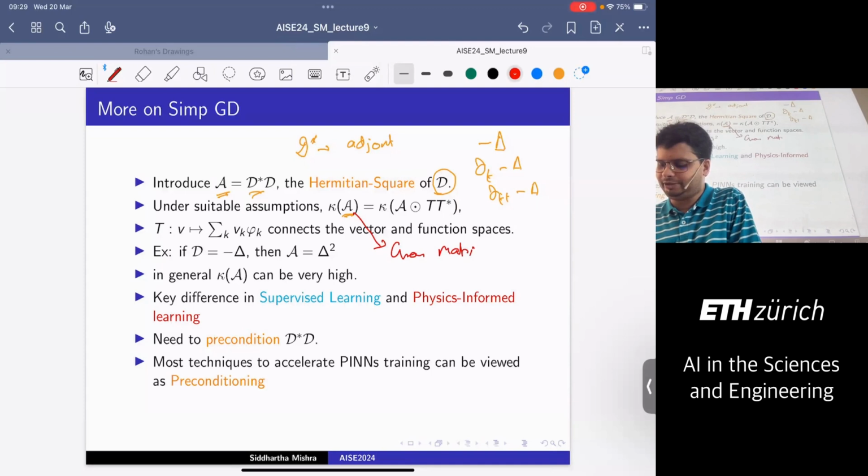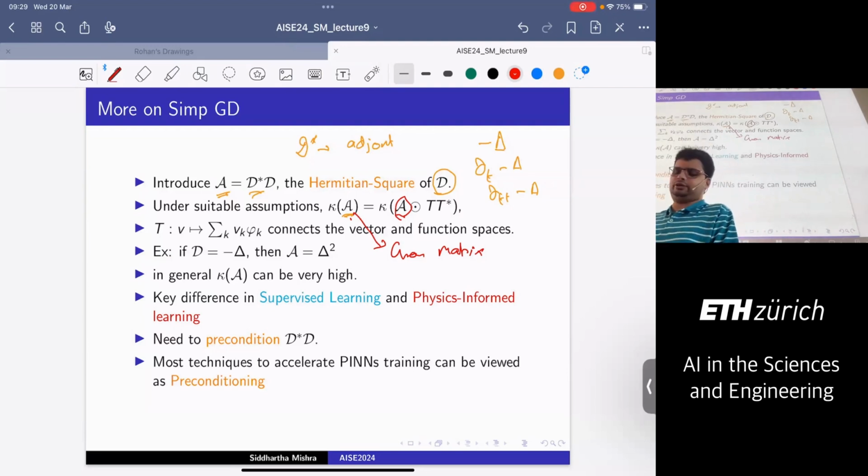Gram matrix, or Gramian, as some people call it. This is the Hermitian squared. Of course, this is an operator. This is a matrix. So in order to pull it down from infinite dimensions to finite dimensions, we use some kernel functions, but that's essentially a detail.